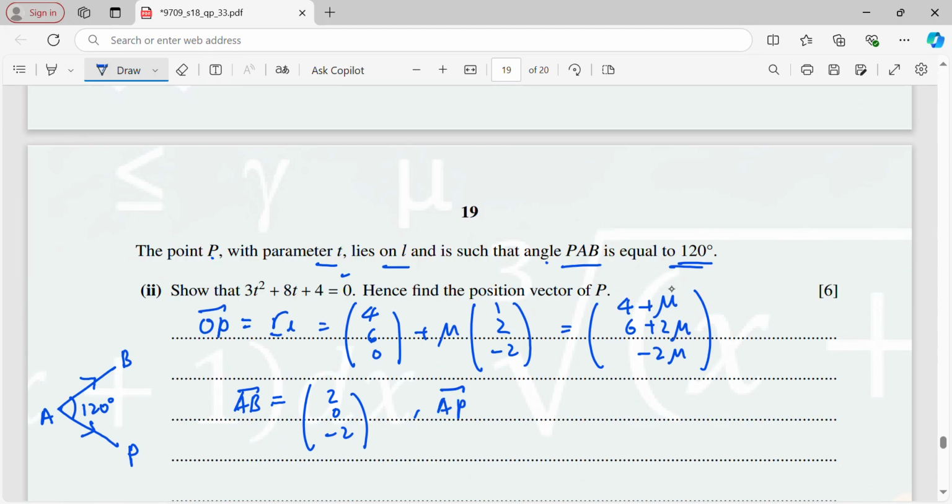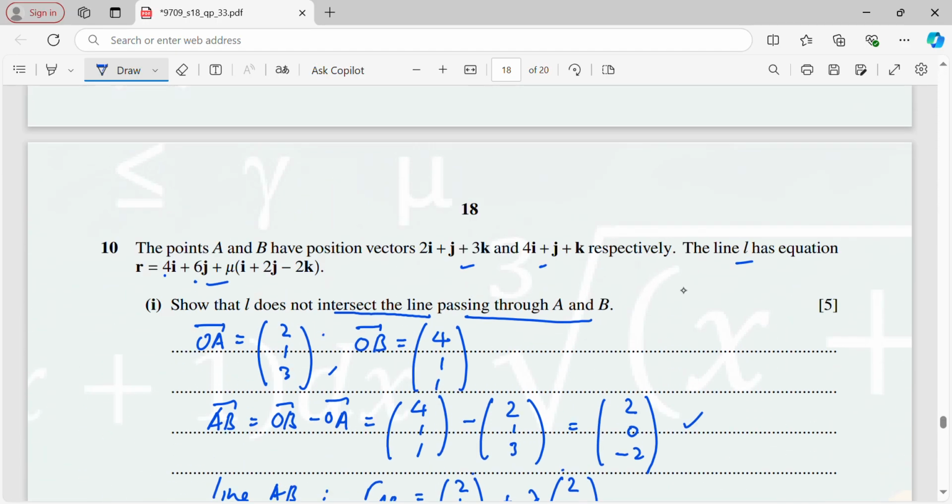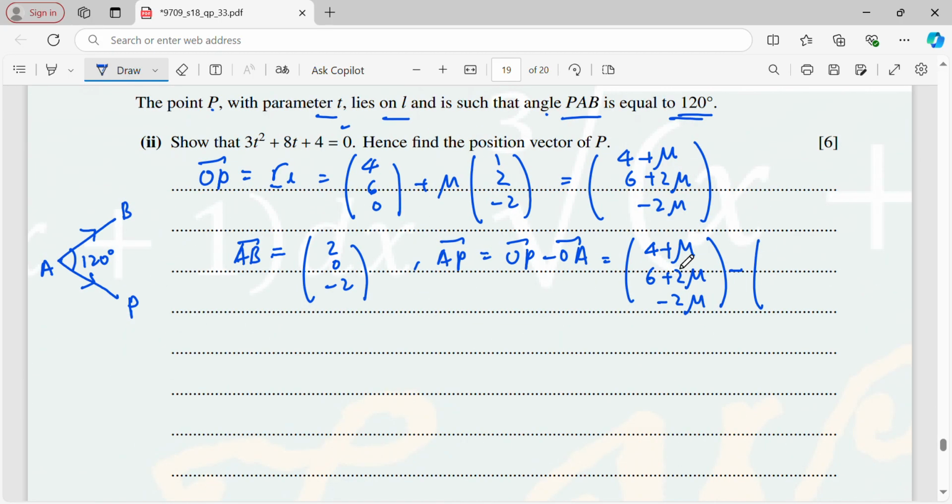So my AP vector is OP minus OA. That is going to be 4 plus mu, 6 plus 2 mu, minus 2 mu. Then you minus the OA is going to be 2 1 3. So then I will be getting the vector as 4 minus 2 is 2, then plus mu. 6 minus 1 is 5, then you plus 2 mu. Lastly, minus 2 mu minus 3. I will just write minus 3 minus 2 mu first. This will be my vector AP.